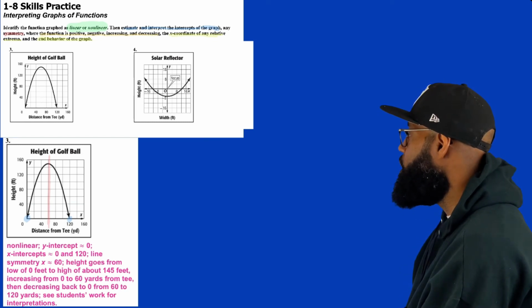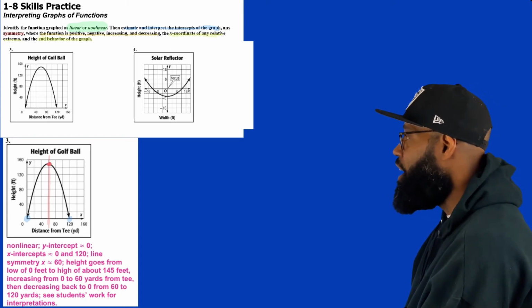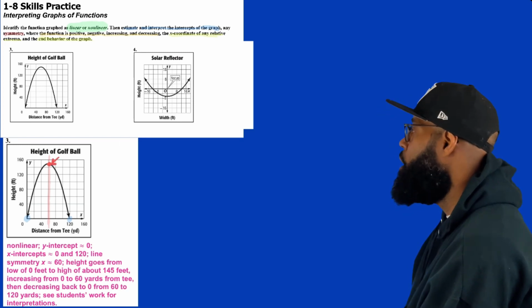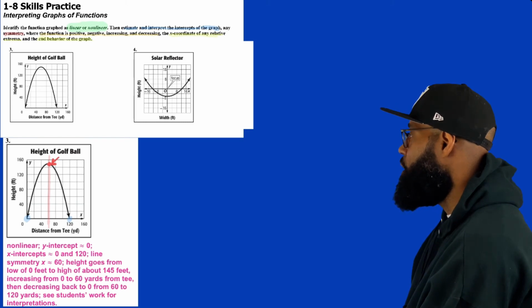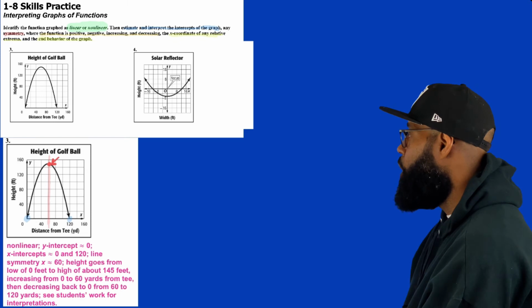What else am I noticing here, guys? Well, what's the highest point? Same way we looked at the highest point of the savings for the car and the highest point of the flour, this is the highest point of the golf ball. It's going to go 140 feet high. It's pretty cool, right? And what about the distance, right? That's how far does it go? Well, the distance will be the x-intercept.